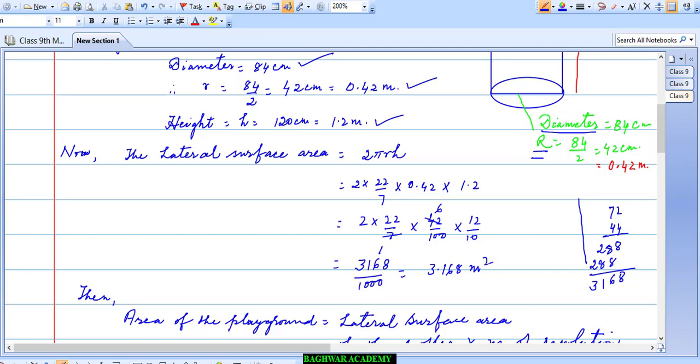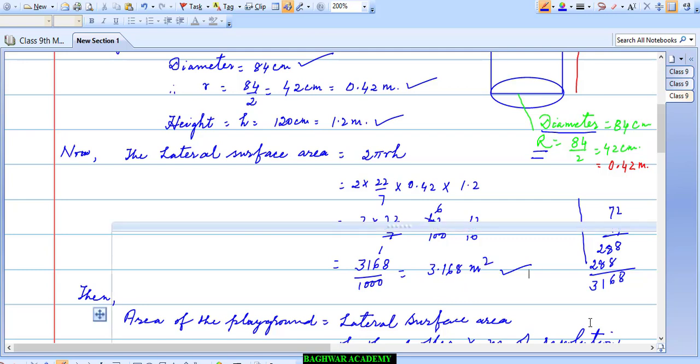So 10 we have put. Just cancel this, we have got 3168 by 1000. It means 3.168 meter square. We have got the lateral surface area. It means in one revolution it is taking 3.168 meter square of the area.